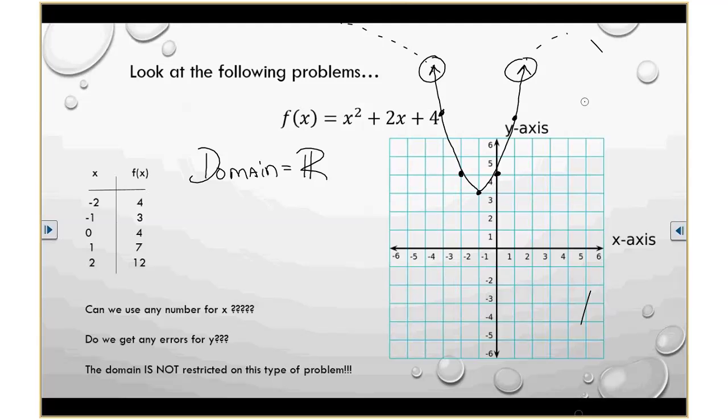So, what about the range? Well, the range is not all real numbers because the function doesn't start until you get to where? 3. So that's where it takes off. So the range is equal to 3 to infinity. And 3 is inclusive, so it gets a bracket. Can we use any number for this x? Yes. So the domain is not affected.